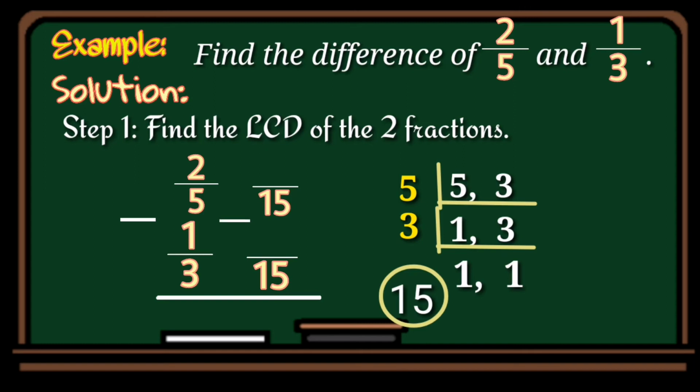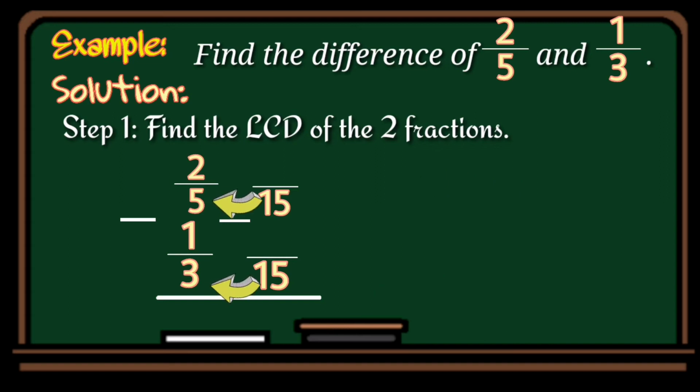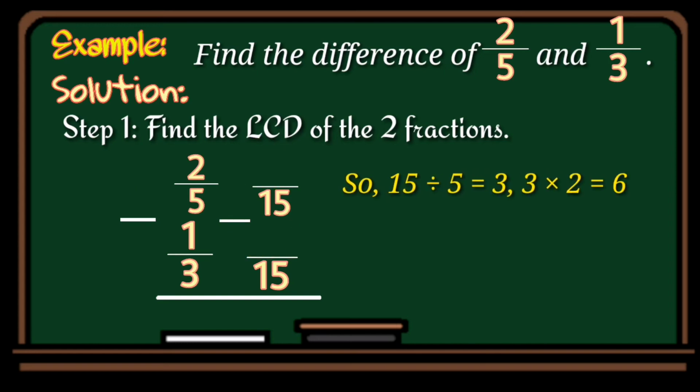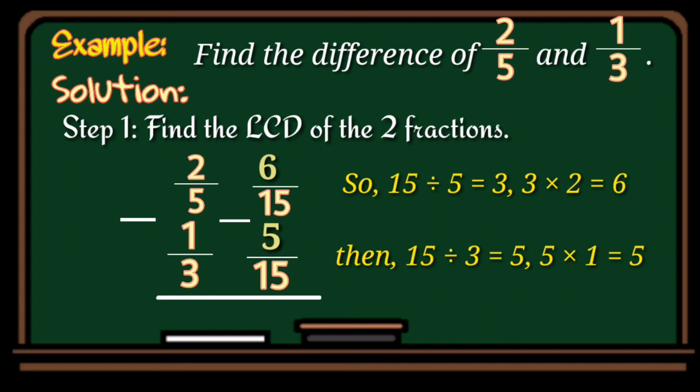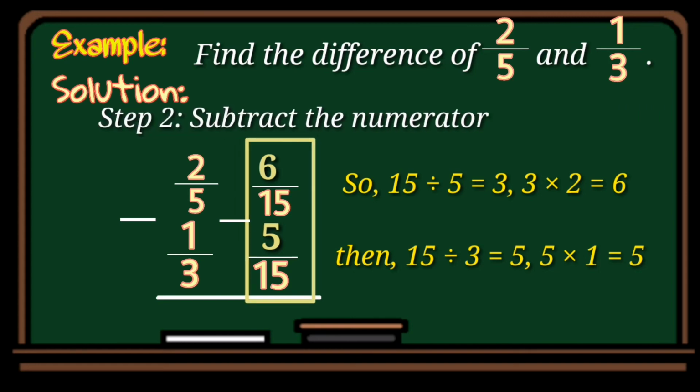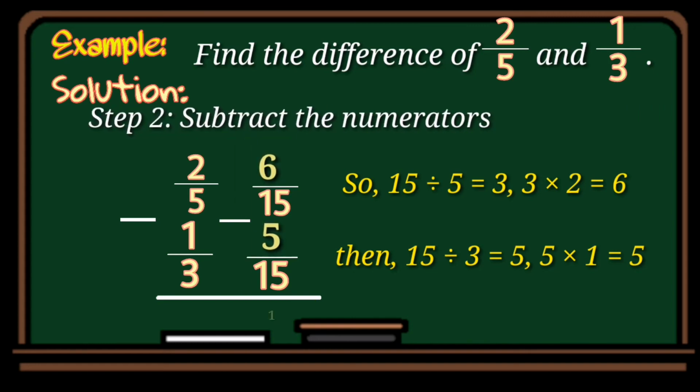Given the least common denominator, we rename the fractions as equivalent similar fractions by dividing it by the denominators and multiplying its quotient to the numerator, and the product becomes the new numerator. So 15 divided by 5 equals 3. 3 times 2 equals 6. And 15 divided by 3 equals 5. And 5 times 1 equals 5. So our new numerators are 6 and 5. Then subtract the numerators. 6 minus 5 equals 1. And then copy the denominator. So the final answer is 1/15.